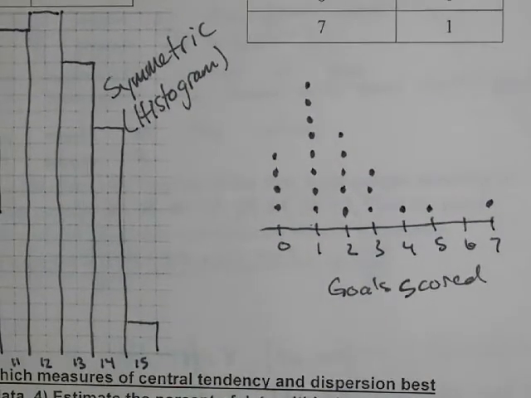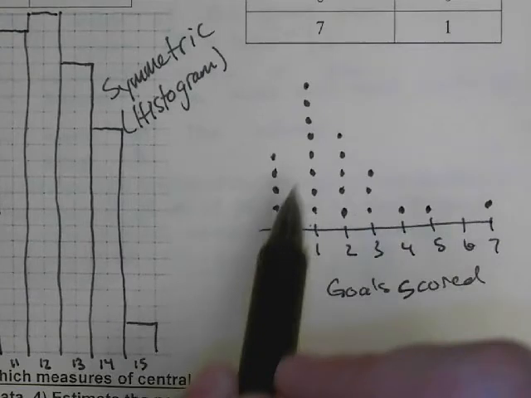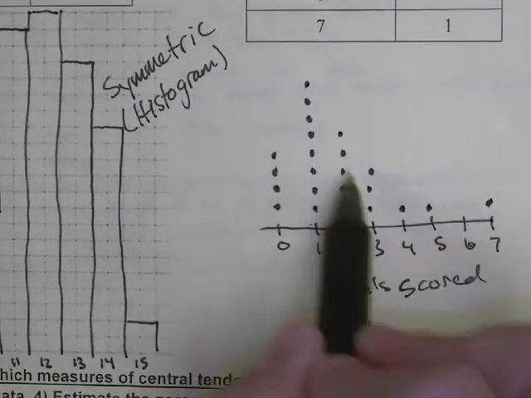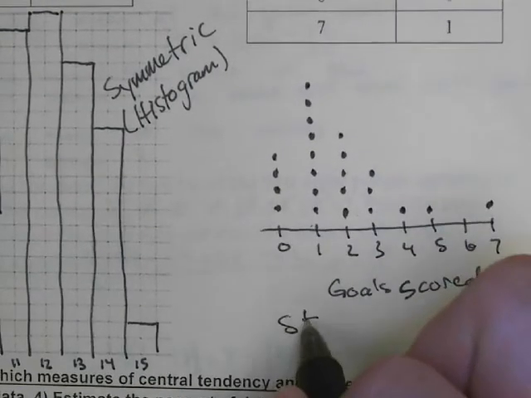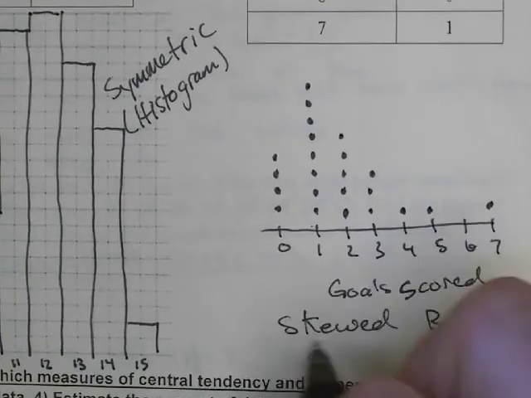And now the dot plot, just like a histogram, helps us see skewedness. So we can say that this is skewed since my data is clustered to the left and I have a tail to the right. We're focusing on the tail to describe the skew, so we can say skewed right.